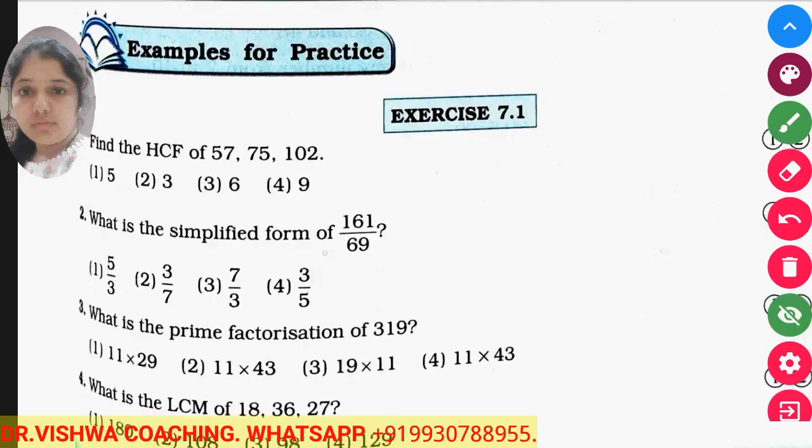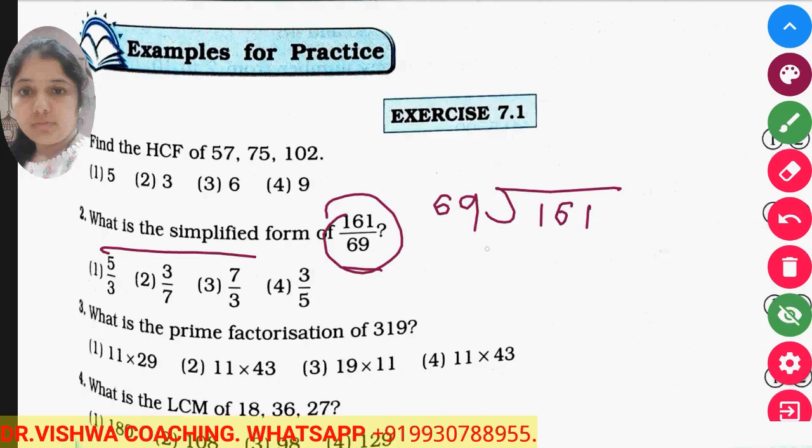Okay. Now the next one. What is the simplified form of 161 upon 69? So here you have to first find the HCF of these two numbers and then you can simplify it. There is a division method also by which we can find it. 161 divided by 69. So 69 2s are 138, 11 minus 8 is 3. We had borrowed from this 6, so 5 minus 3 is 2 and 1 minus 1 is 0. So 23 is the remainder.